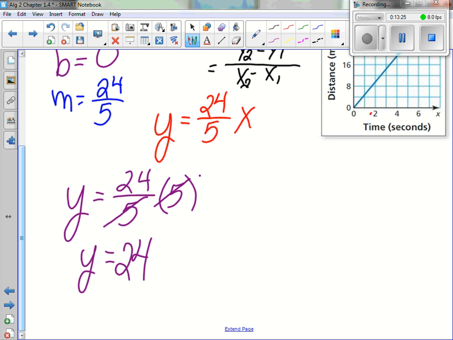So again, I wrote this out because it's reiterating what we said, wasn't it? That 24 miles is traveled every 5 seconds. So when x is 5, we got y as 24. Is that what we expected to get? Yes.